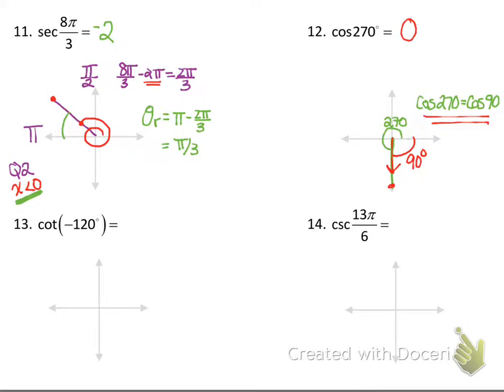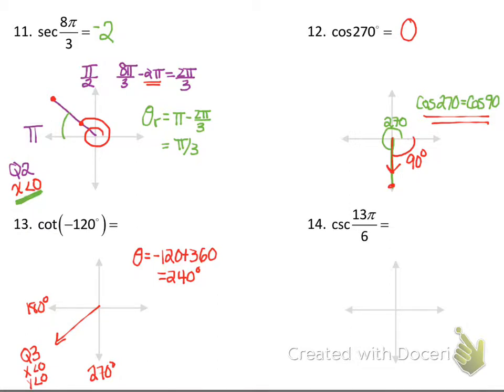So, cotangent of negative 120. We need to find the coterminal angle first. So we do negative 120 plus 360, and we get 240. 240 is in between 180 and 270, so we're in quadrant 3, which means that x and y are both less than 0. But since we're dealing with cotangent, it's going to be a positive answer, because tangent is opposite over adjacent, so you'd have a negative over negative, which is a positive. So cotangent, adjacent over opposite, is also going to be positive.